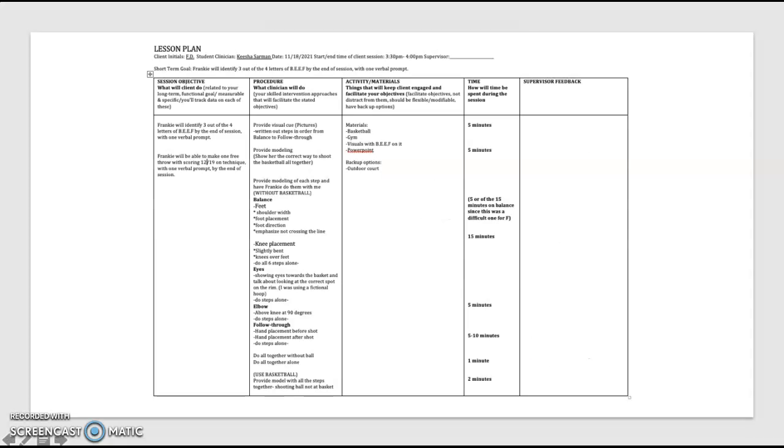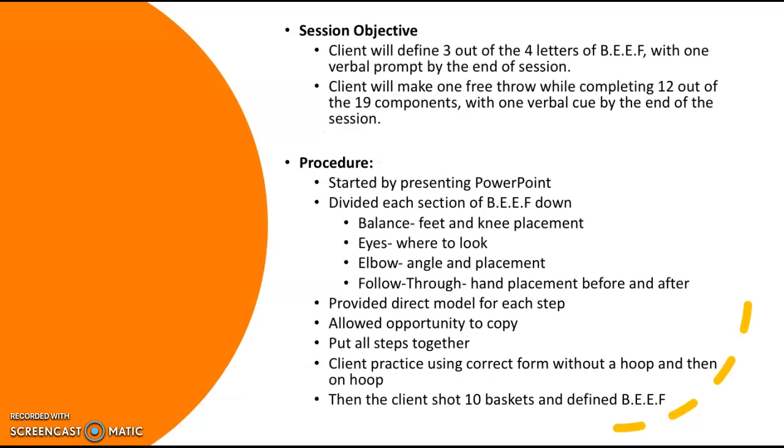So for the first lesson, this is my outline. I put it in these bullet points to talk about. The top 2 talk about the session objectives, and the bottom is the procedure.